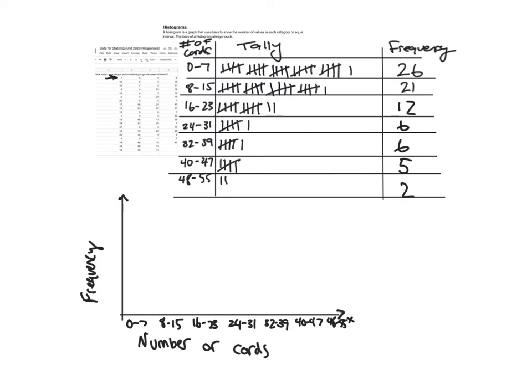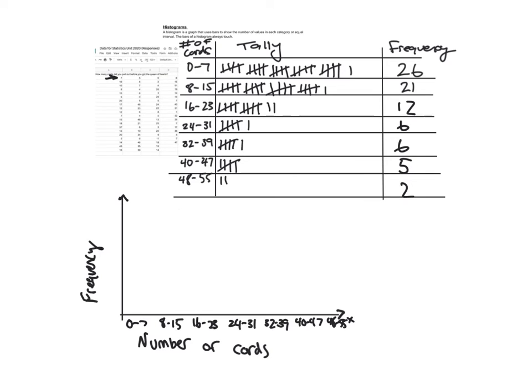So with histograms, it's very easy to manipulate the data, and so you have to be careful when you're looking at a histogram to really see what the intervals are and see if the intervals could be causing the data to be manipulated to look a specific way.